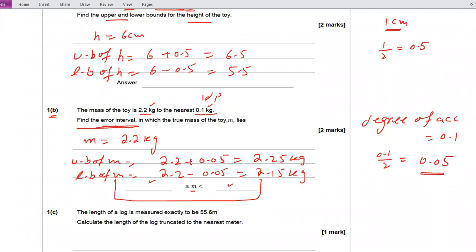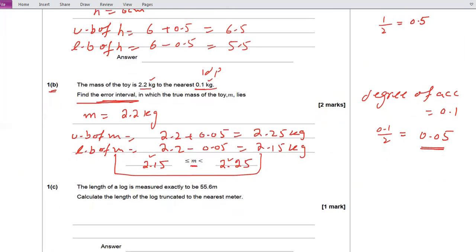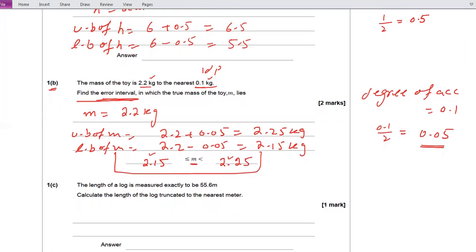Now I have to write the error interval. So for error interval, it is already given. But if it is not given, you will write M greater than or equal to lower bound and less than the upper bound. It's 2.25. That is okay. Clear?